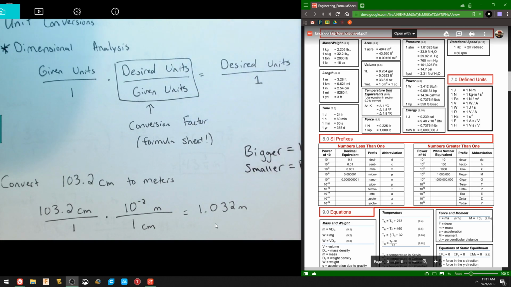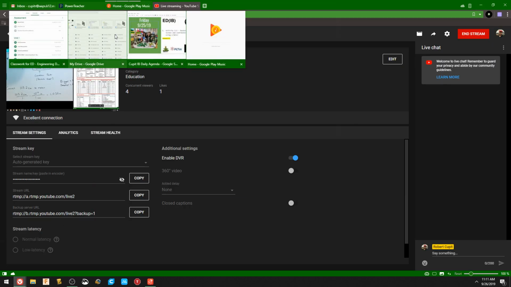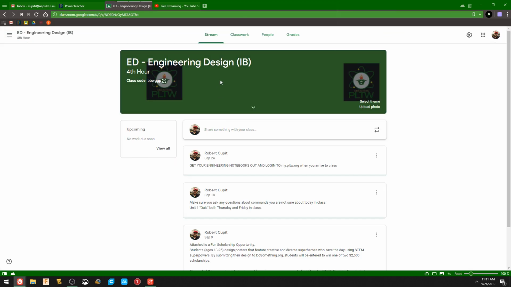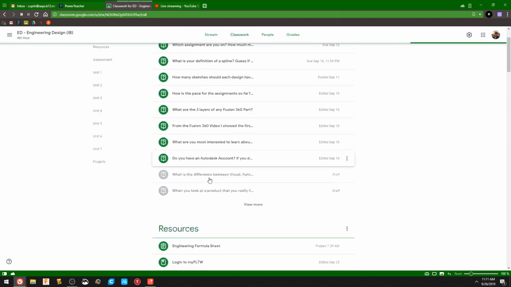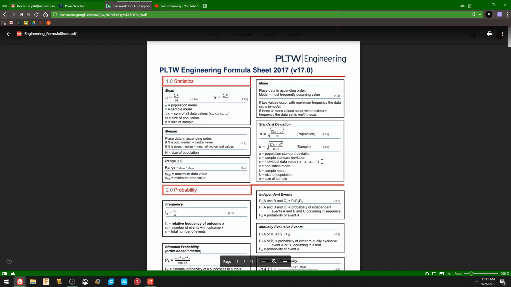And what you guys are going to see in Google Classroom under resources, you'll see in my stream on the right-hand side, is a formula sheet. You are able to use this formula sheet throughout the whole entire year, on tests, pretty much everywhere. In Google Classroom, in 4th hour, inside of classwork, inside of resources, you'll see engineering formula sheet right here. You click it and it's an 11-page document.